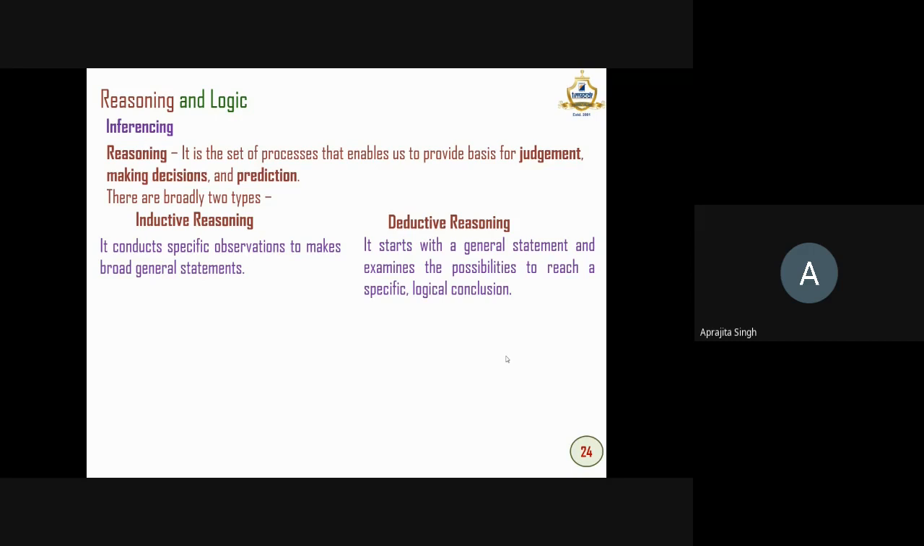This box is full of mangoes. Okay. So in inductive reasoning, we start with a specific observation, and in deductive reasoning, we start with more general statements and examine the possibilities to reach a specific logical conclusion. So even if all the premises in a statement are true, inductive reasoning allows for conclusions to be false. That we saw. Mango is a fruit. The box is full of fruits.